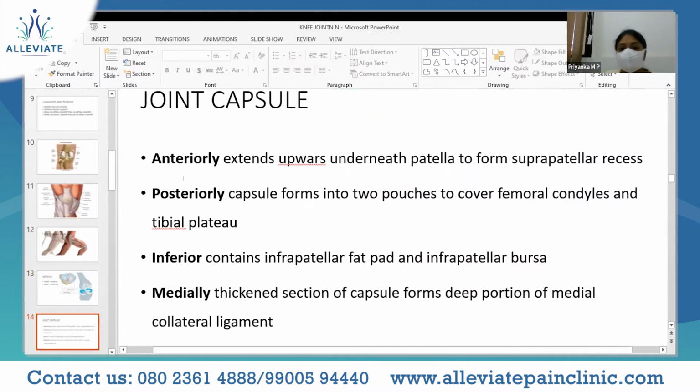Regarding the joint capsule, anteriorly it extends upward underneath the patella to form the suprapatellar recess. Posteriorly, the capsule forms 2 pouches to cover the femoral condyles and tibial plateau. Inferiorly, it contains the infrapatellar fat pad and infrapatellar bursa. Medially, a thickened section of the capsule forms the deep portion of the medial collateral ligament.